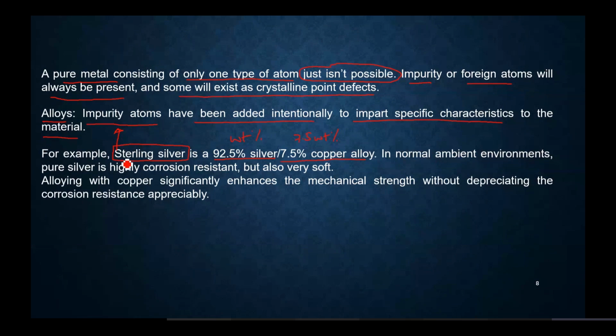In normal conditions, silver, which is highly pure, is highly corrosion resistant, but is also very soft. It resists corrosion, but pure silver is very soft. So 7.5% of copper is added to pure silver to make sterling silver, which significantly enhances the mechanical strength of silver without compromising its corrosion resistant property. So at times, as I mentioned in the introduction, defects are created in order to improve certain properties of the material.